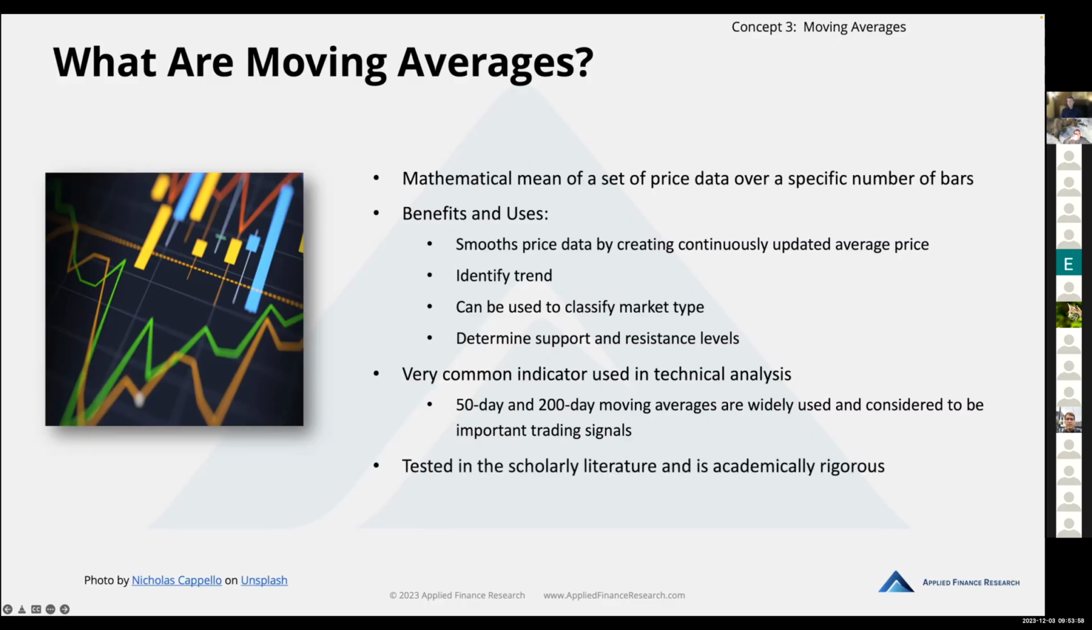The concept of moving averages has also been tested in the scholarly market literature and is an academically rigorous concept. There's a number of authors out there who have researched this, and of course, as you all know, Ken Long has used moving averages in his work for decades.